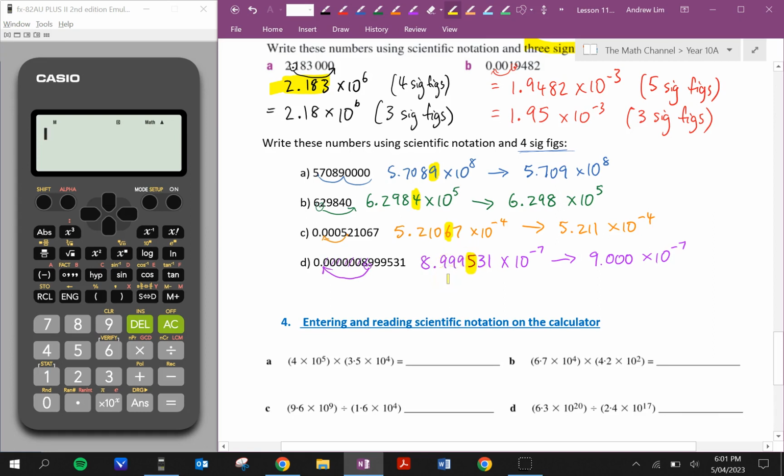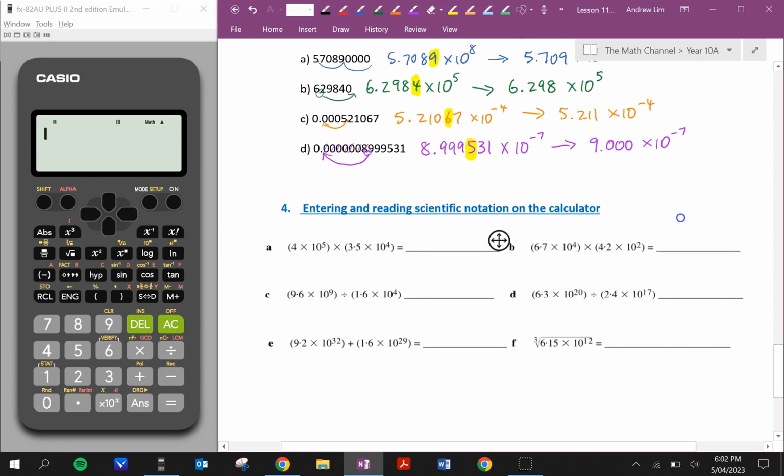Now, do not write 8.1000. Because now this is actually 5 significant figures and it's actually wrong. Alright? Because 8.1 is actually less than 8.999531. Okay, we need to round up. So think of it as 8,999 becomes 9,000. So 9.000 times 10 to the power minus 7.